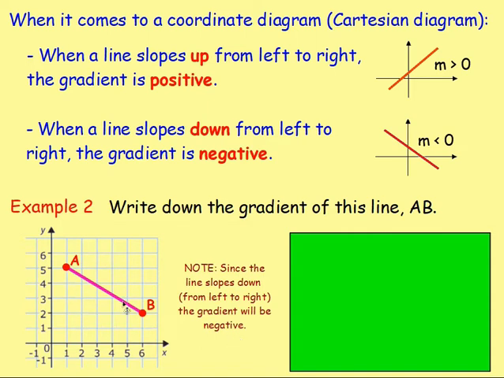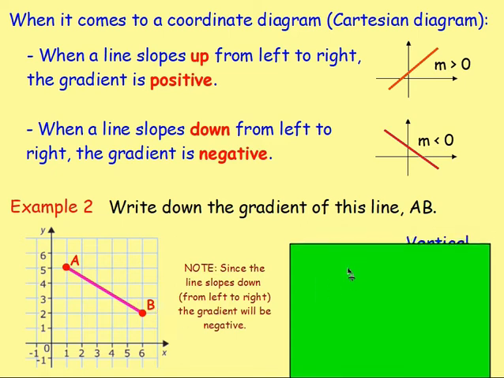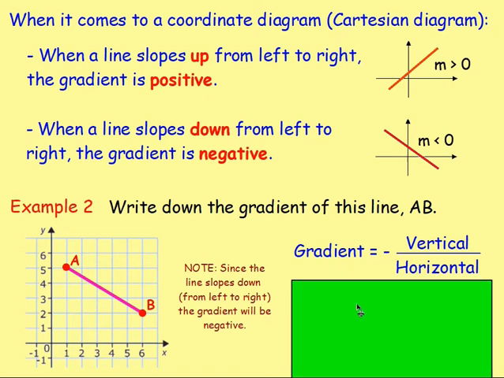So if you're ever looking at a line in a coordinate diagram from left to right, if it's going down, you know the gradient's going to be negative. So you can say here the gradient will still be the vertical over the horizontal, but you can see it's going to be a negative. So I've got negative whatever the vertical over horizontal is.